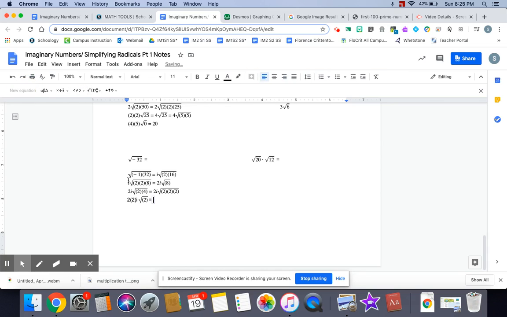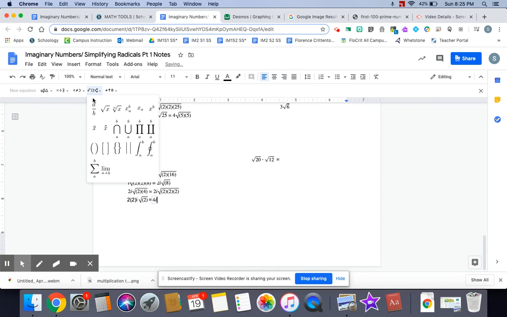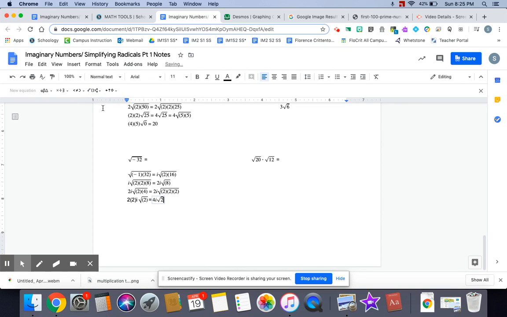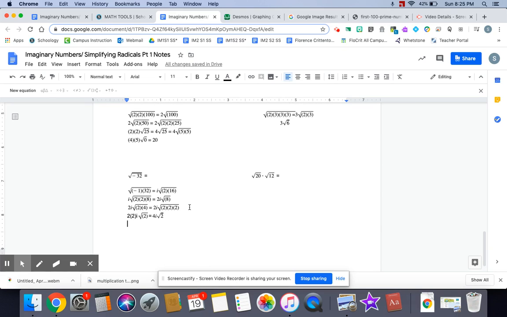And then when I multiply the 2 and the 2 together, I get 4i out front. And I still have the square root of 2 left underneath. And that is my answer.